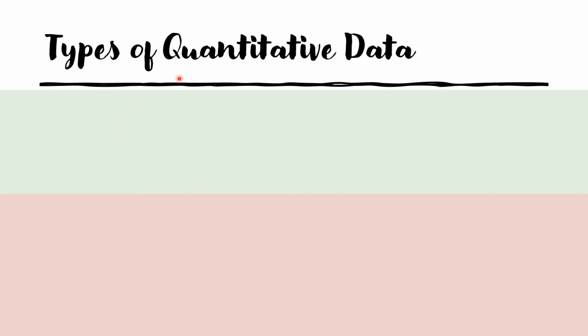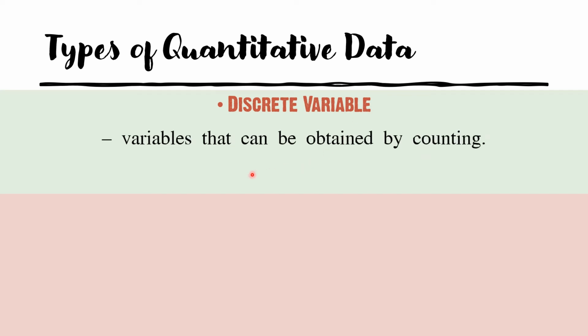Next, we have the types of quantitative data. So the first type is discrete variable. Variable or data, which I told you a while ago, they are just the same. These are variables that can be obtained by counting. So we can count this using our fingers. Examples: the number of computers in a laboratory. We can count the number of computers, right? Using our fingers, we can count them.